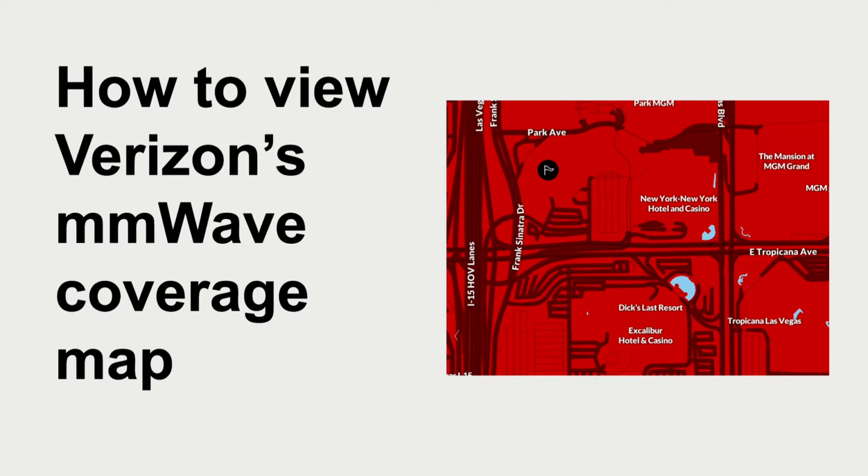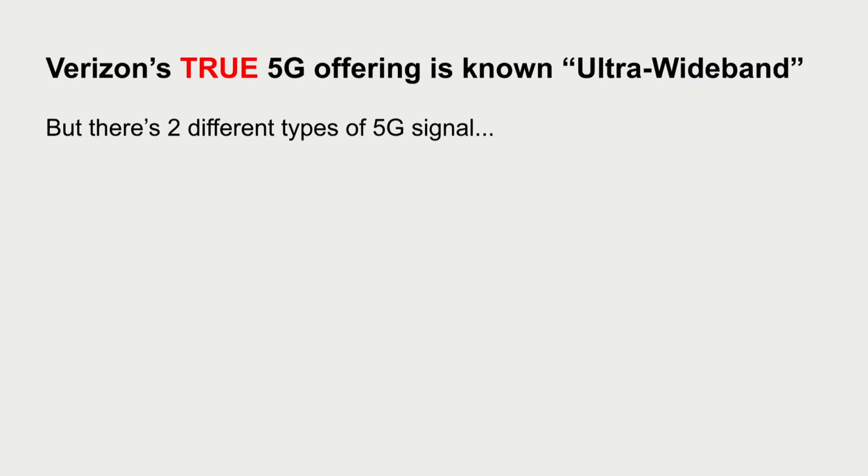My name's Scott, and today I'm going to show you how to access Verizon's hidden millimeter wave coverage on their website. So let me explain about Verizon's 5G. They call it ultra-wideband, but there's two different types of 5G signal. There's C-band, sometimes also referred to as mid-band, and then there's millimeter wave.